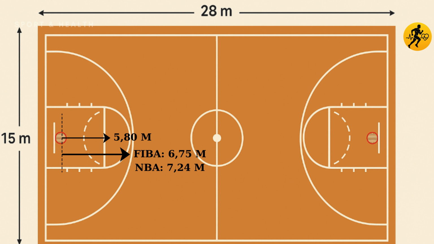The free throw lines at both ends of the court are parallel to the length of the court and are 5.80 meters long. The three-point lines on both sides of the basketball court are drawn in an arc at a distance from the basket. According to international standards, the distance from the three-point lines to the basket is 6.75 meters, while in the NBA this distance is 7.24 meters.